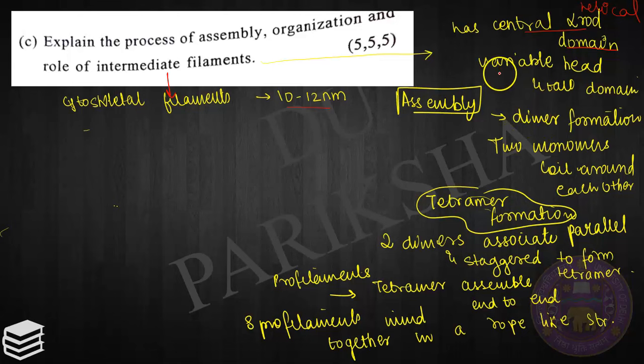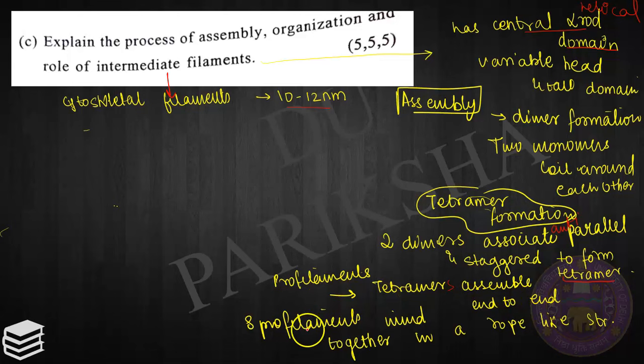So from the monomer, two monomers form dimers. They coil around each other in a parallel arrangement to form a dimer. After formation of the dimer, two dimers associate in an anti-parallel or staggered manner to form a tetramer. No polarity, because both ends are equivalent, so they are apolar. After that, protofilaments are formed. Tetramers then assemble end to end to form protofilaments.